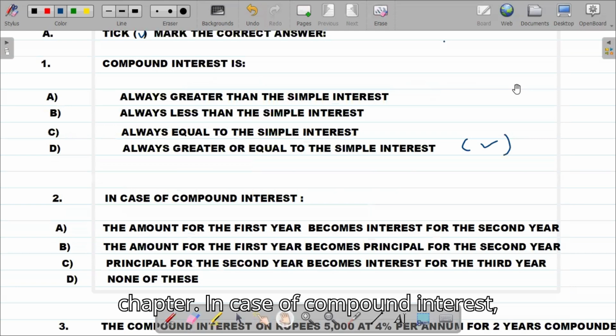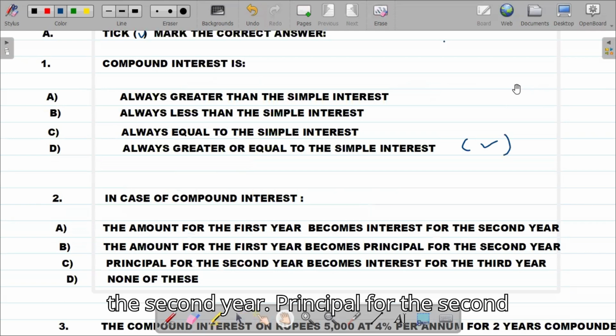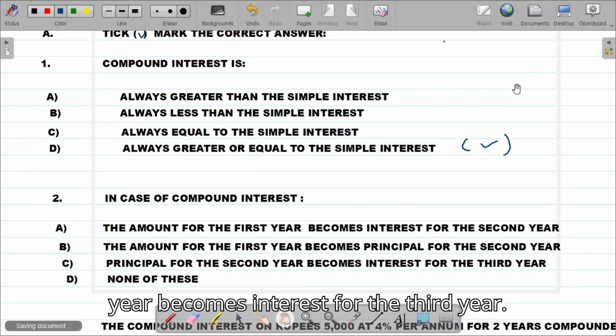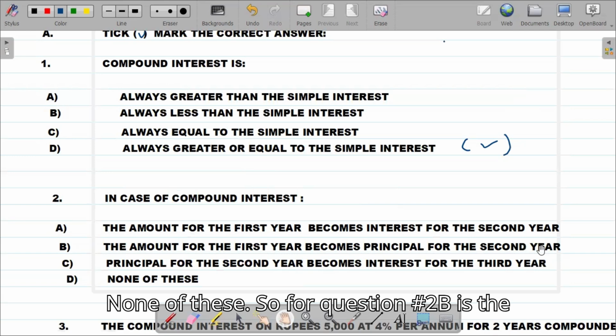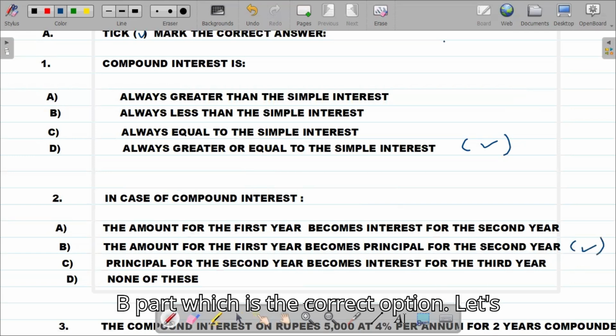In case of compound interest, the amount for the first year becomes interest for the second year. The amount for the first year becomes principal for the second year. Principal for the second year becomes interest for the third year. None of these. So for question number 2, B is the correct option. So here we tick mark the B part, which is the correct option.